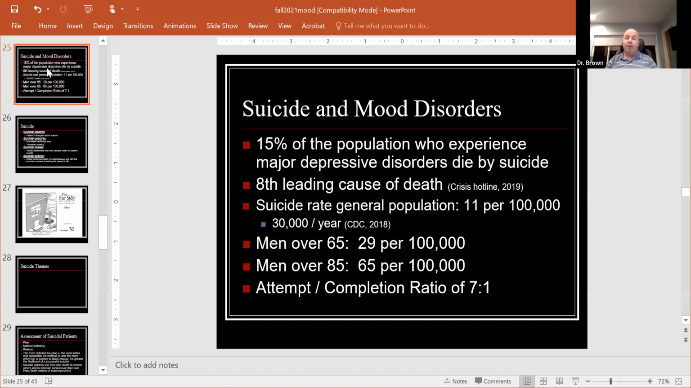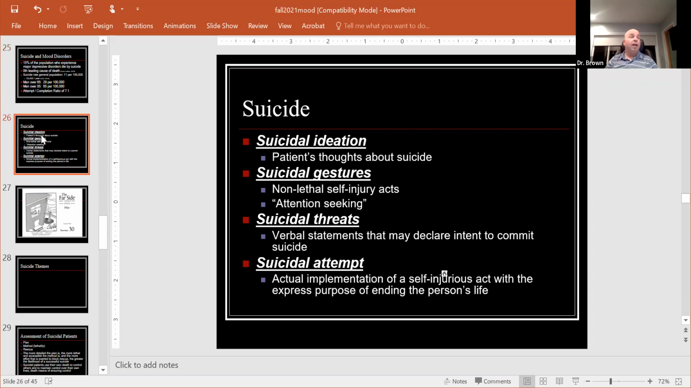Okay. And again, where it says attempt to completion ratio, there's 7 attempts for every 1 completed suicide. Okay. So you need to know these terms. SI, suicidal ideation. These are patients' thoughts about suicide. Suicidal gesture. These are non-lethal self-injurious acts. These are your attention seekers.